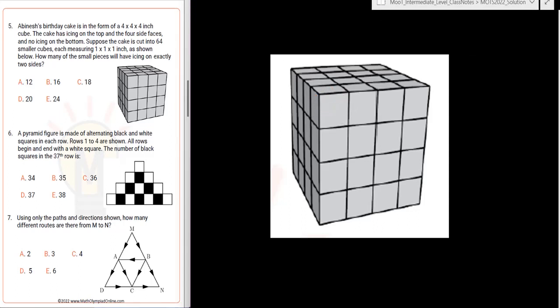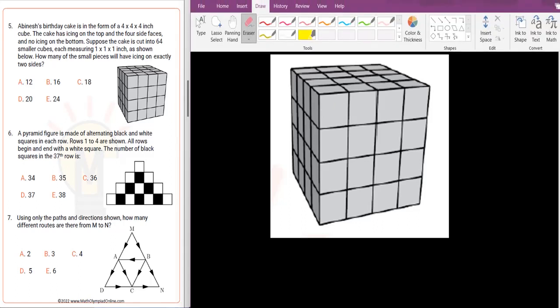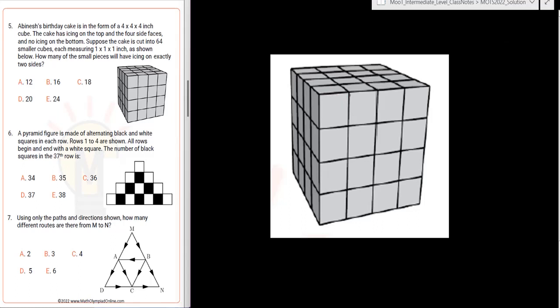Now, can you identify one of the smaller cubes that will have icing only on two sides? Yes, so look at this one here. There is icing here and there is icing here, right? So only two sides of this cube are going to have icing. So this is one valid small cube that's going to have icing exactly on two sides.